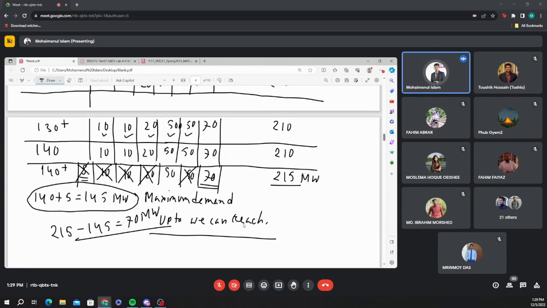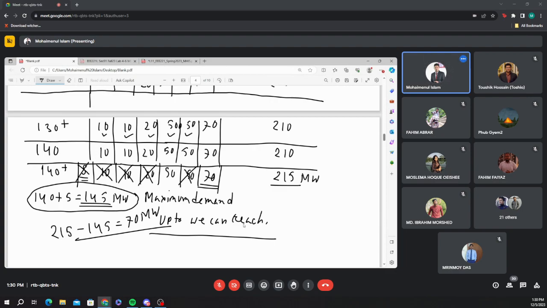So the maximum demand we can protect by this scheduling is 145 megawatt, and the third unit of that power plant, which is 70 megawatt, can help to schedule in a bad scenario, in a very uneven scenario, during a very harsh scenario. So that is the main objective of capacity scheduling.